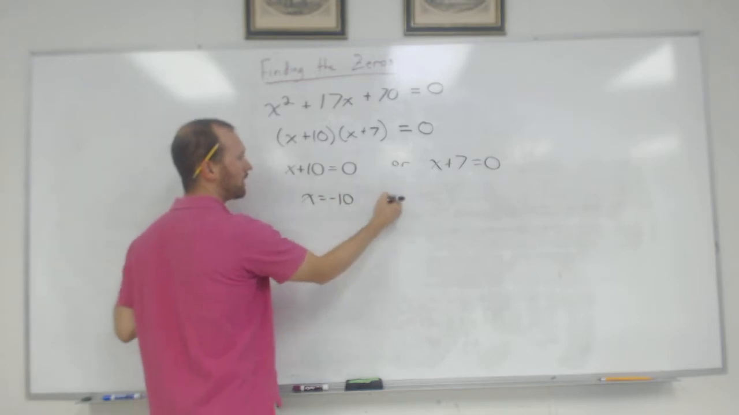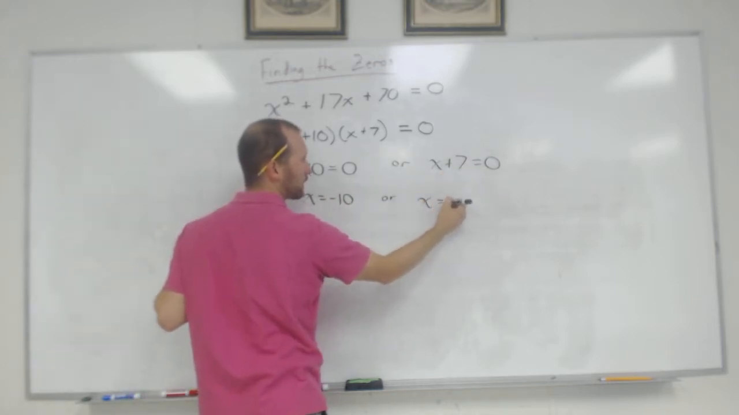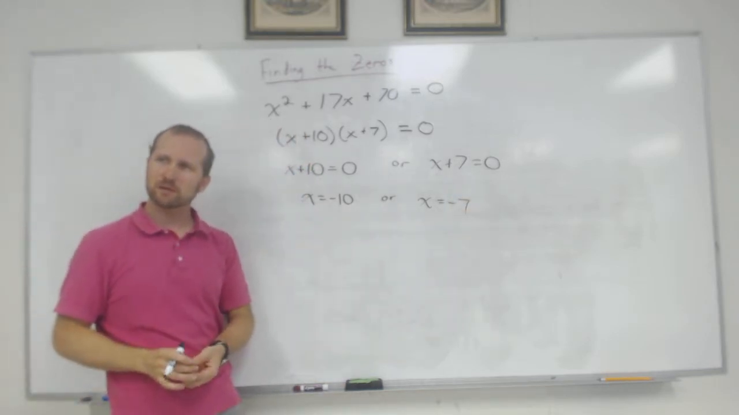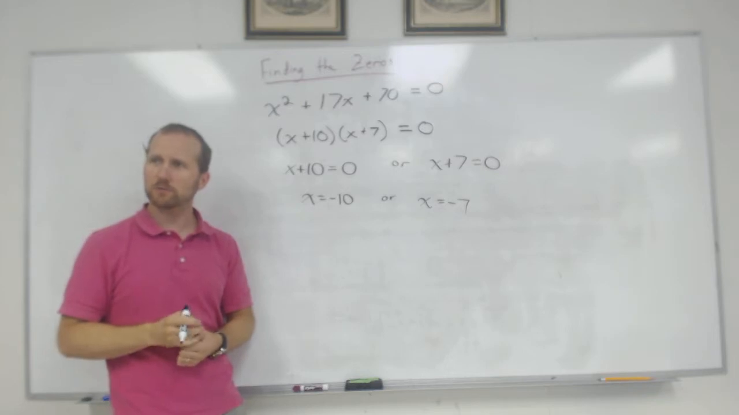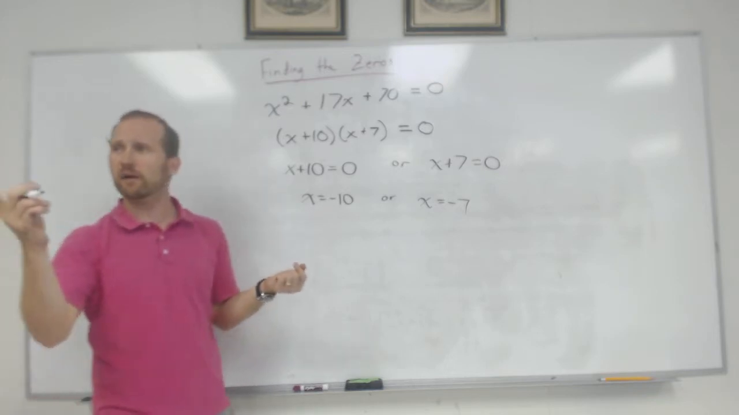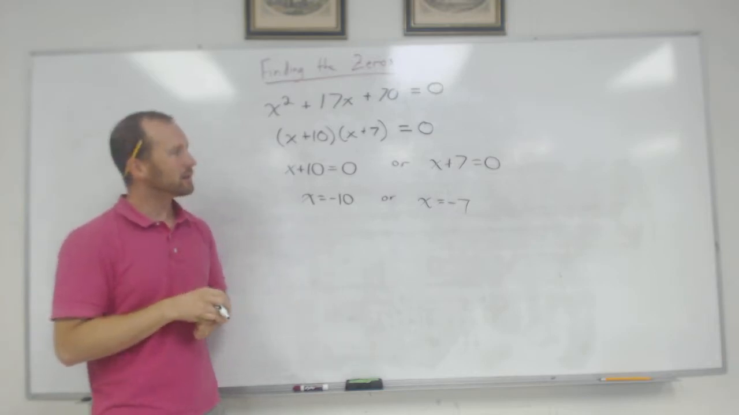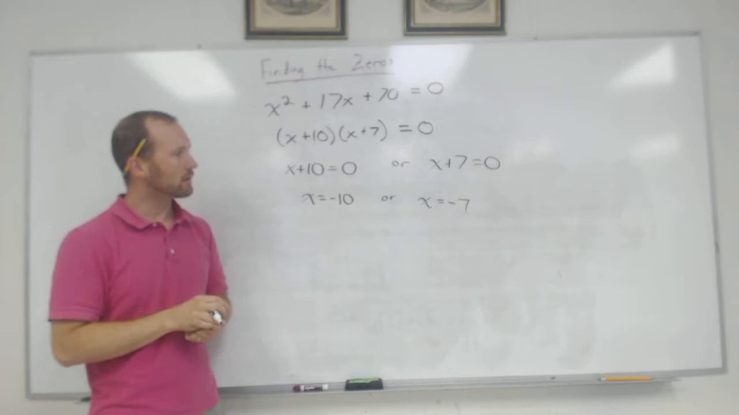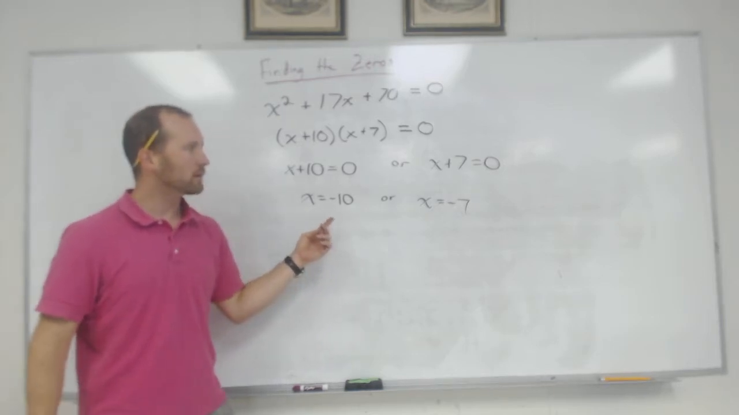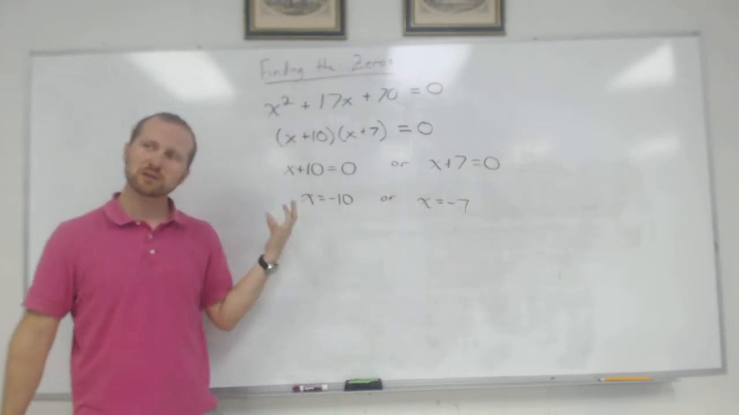And since they're both x, or x could be the other one. Now, is it possible that we have two solutions? Yeah, it's totally possible. It reminds you of absolute value where we had two solutions. Now, technically, it's like x equals negative 10 or x equals negative 7. Those are our two solutions to this.